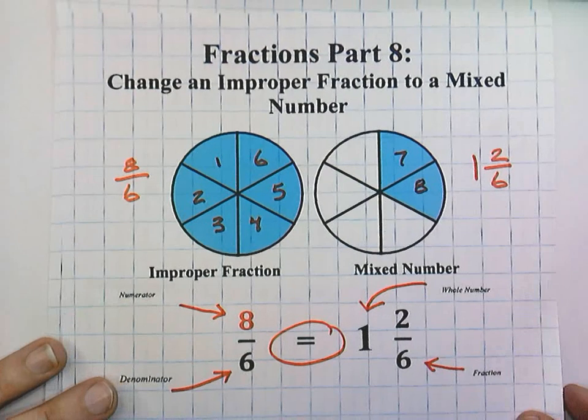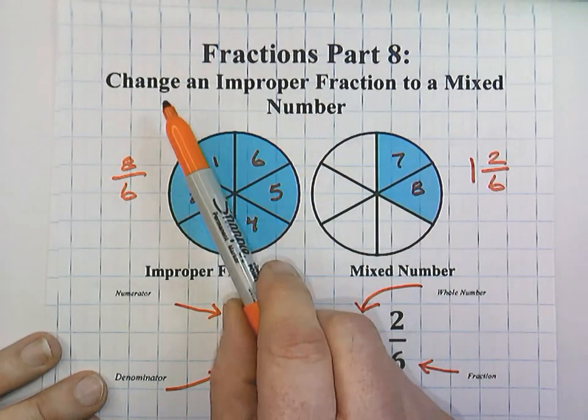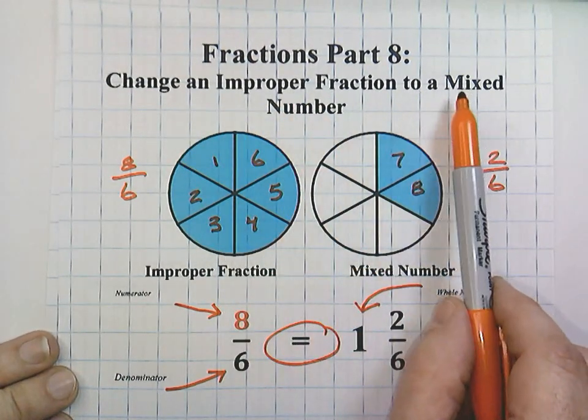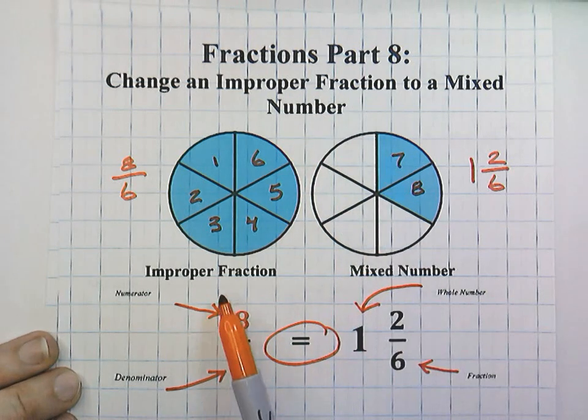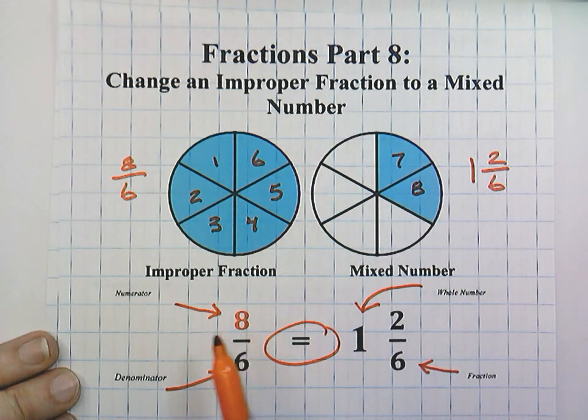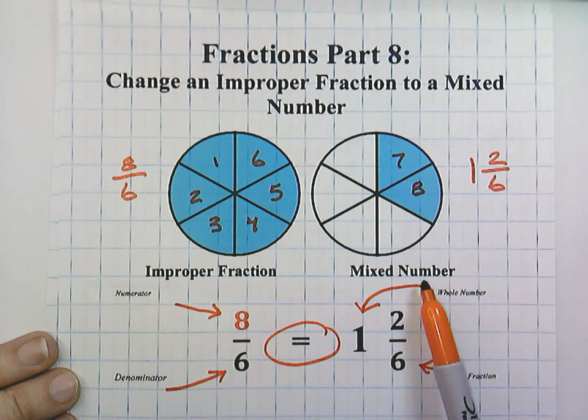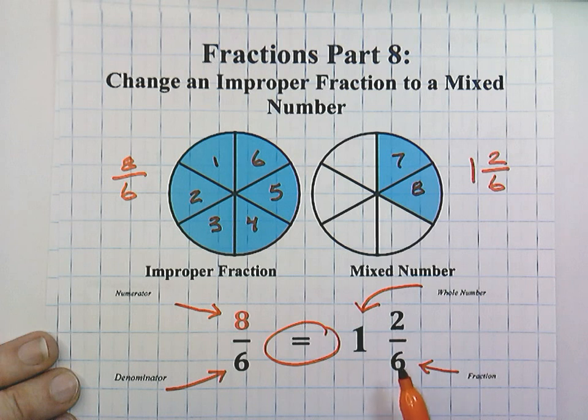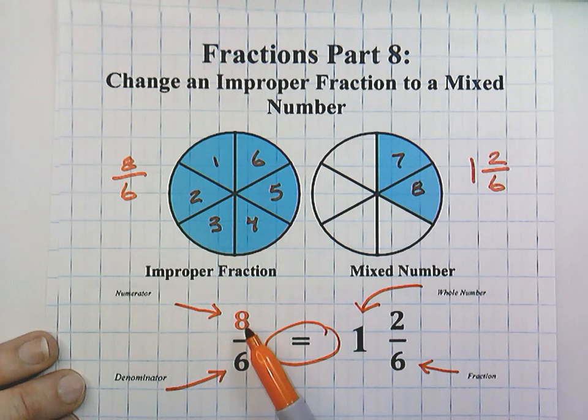So in review today, our lesson was how to change an improper fraction to a mixed number. We said that an improper fraction is a fraction with a numerator that is greater than our denominator, and a mixed number is a combination of a whole number and a fraction. And how we change it is that we divide the numerator by the denominator, but make sure you express any remainder as a fraction.